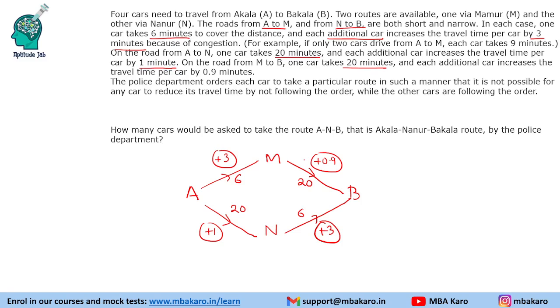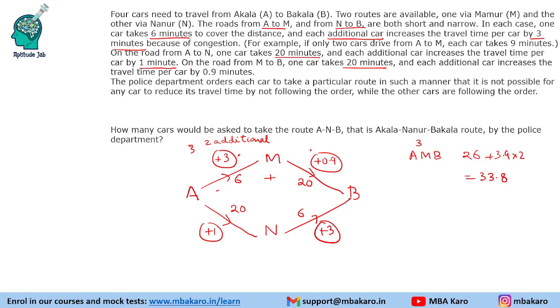So essentially what it means is, let us say there are 3 cars traveling on this route. So suppose on A to B, there are 3 cars. What will happen in this case is, one car takes normal time, 26 minutes, 6 plus 20. However, there are two additional cars, and each additional car adds 3 plus 0.9, 3.9. So 3.9 into 2, that will give us 33.8 minutes. Okay, so this is how we need to make the calculations.